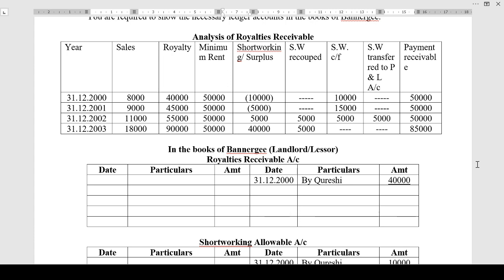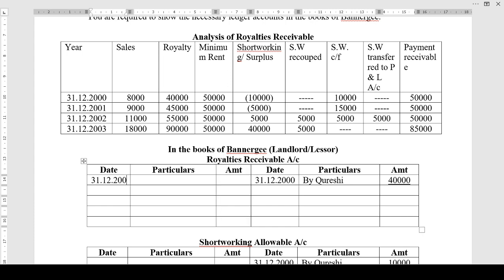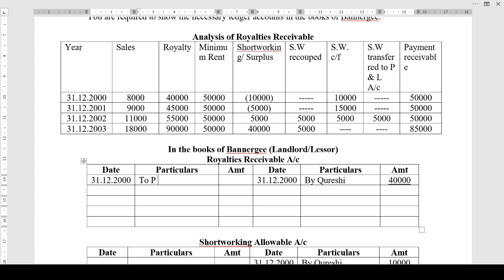So what will be the entry? Profit and loss account and royalties. If the royalties are on the credit side, what will be the entry? Royalties receivable account debit to P&L. So here we transfer the royalties 31st December 2000 to P&L account, 40,000. Anyway, this is how the royalties go. Whatever you show, you transfer it every year at the end of the year.